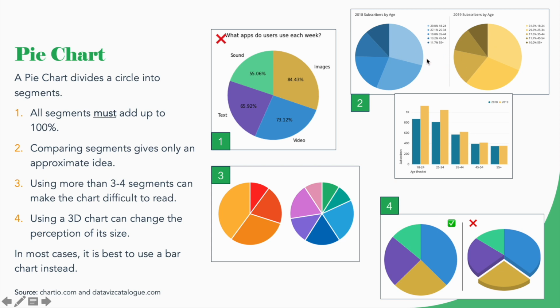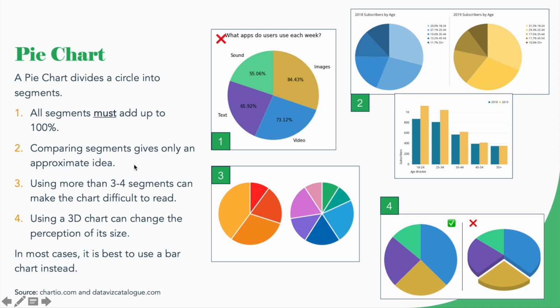But if you see, you can't compare this segment against this segment. They both look very similar, but actually you can tell that they are similar but they're not the same, because if you see here, this segment is 29% whereas this segment is 31.5%. Now if this same information had been presented in a bar chart like this, it is very easy to see that there is a difference here. Between 2018 and 19 it has increased, but here comparing two pie charts, it's very difficult to make that exact judgment. As it says here, comparing segments gives only an approximate idea. So you have to keep that in mind.